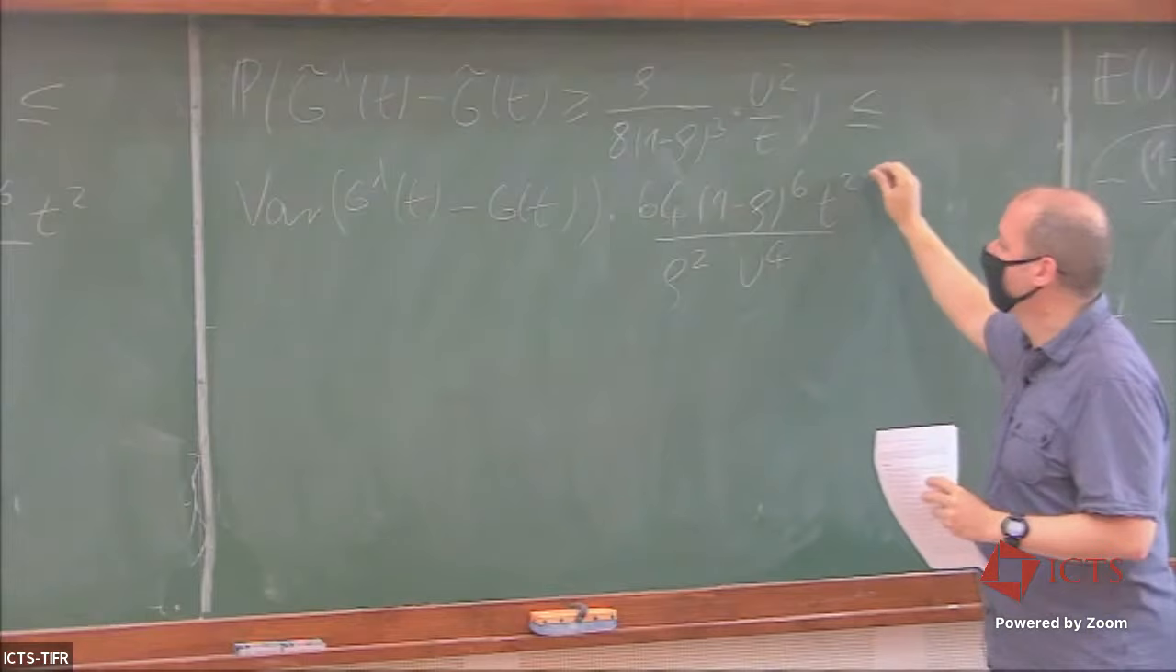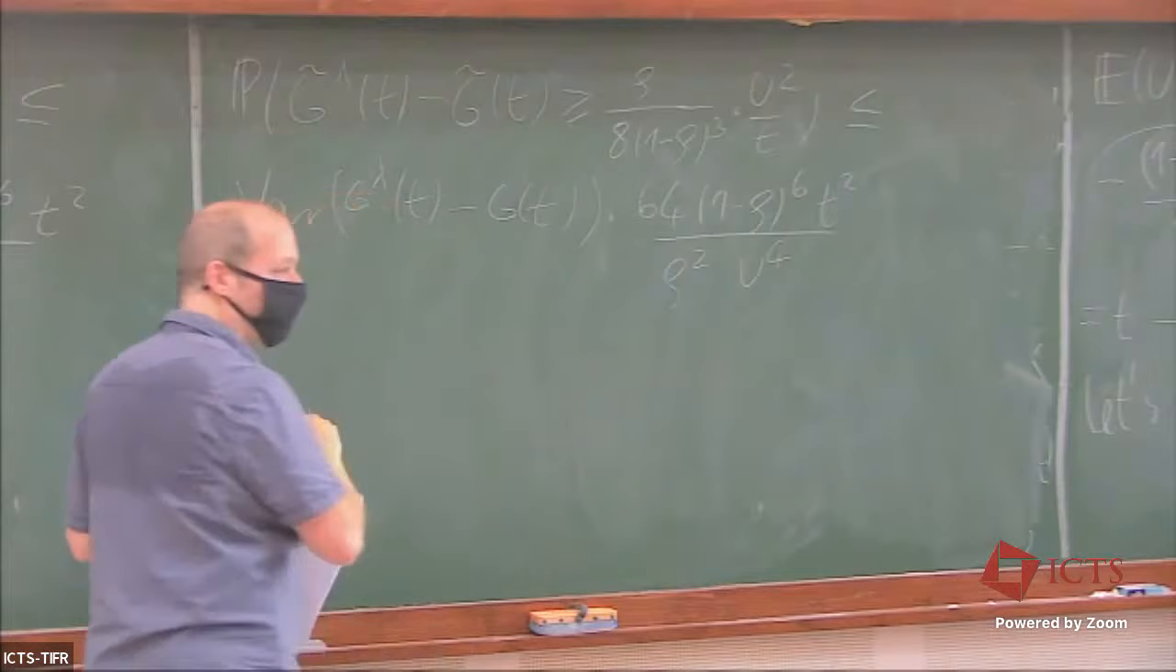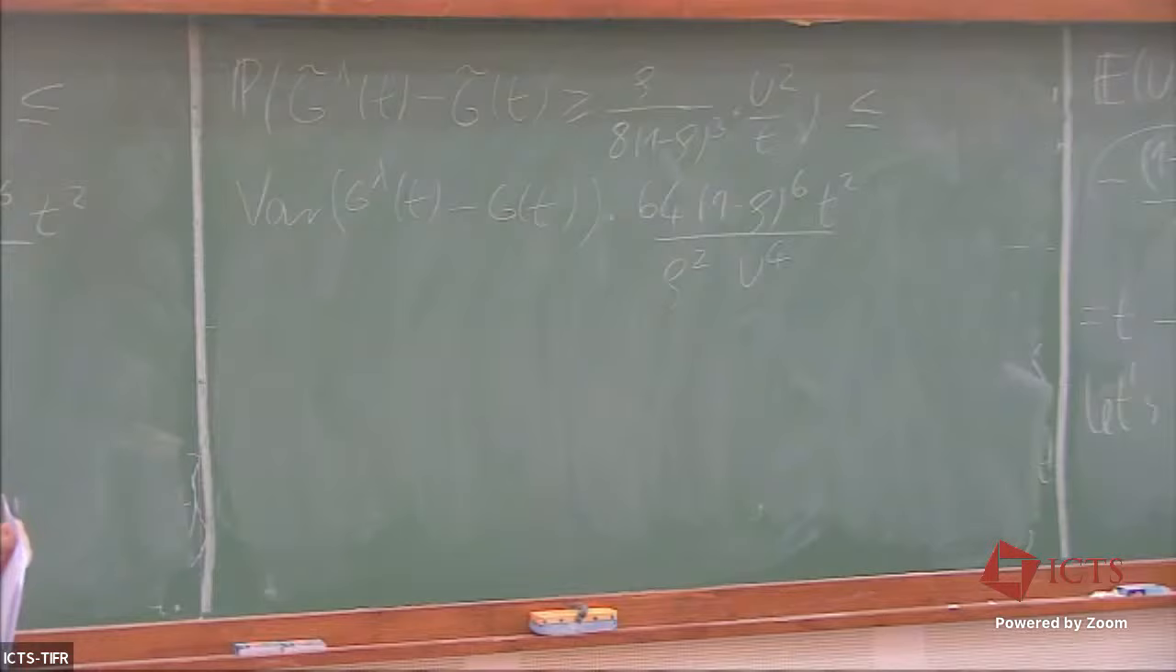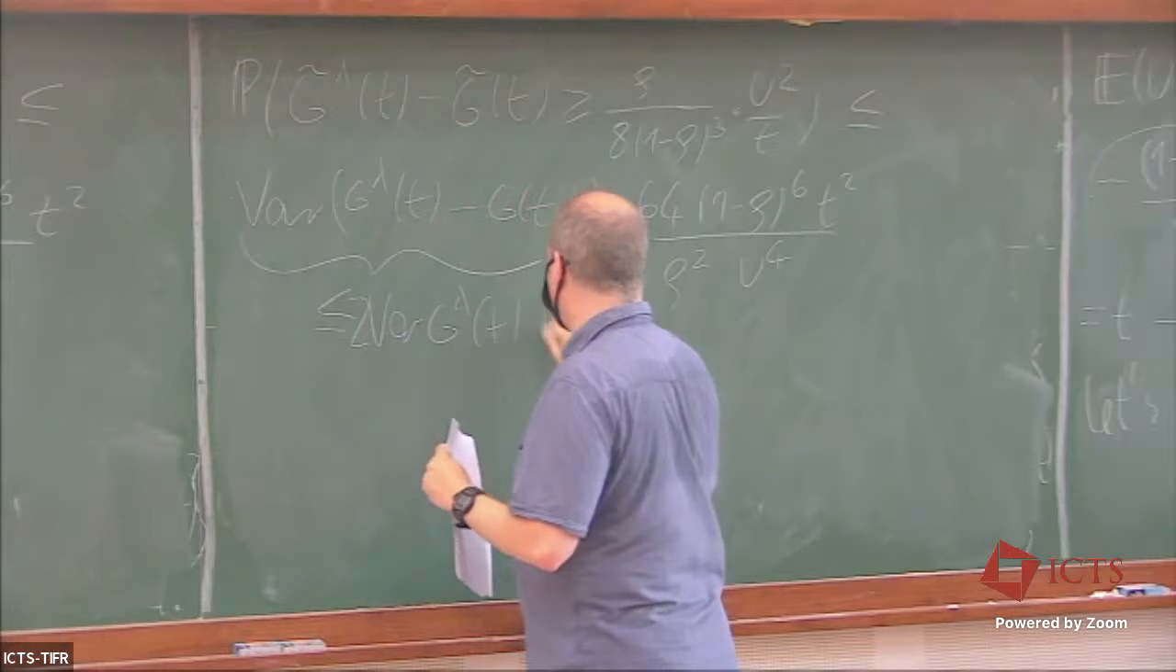Now here comes a step which I'm not going to tell you much about. There was this homework that the variance of a sum is always bounded by twice the sum of the variances, even if the things are correlated. So this one you can bound by twice the variance of g_λ plus twice the variance of g.